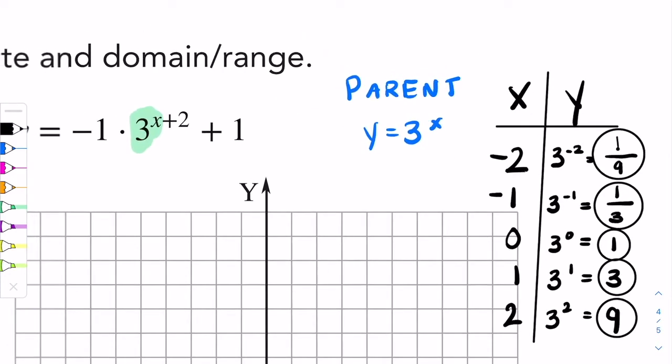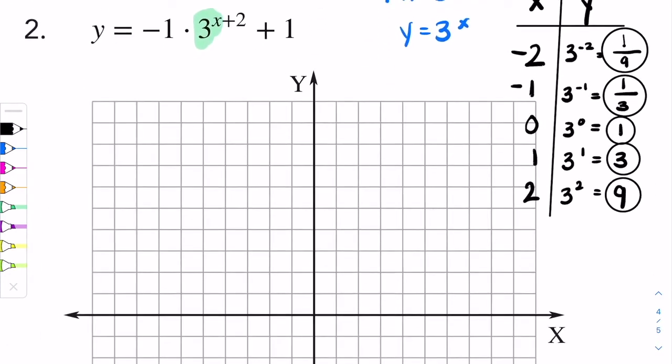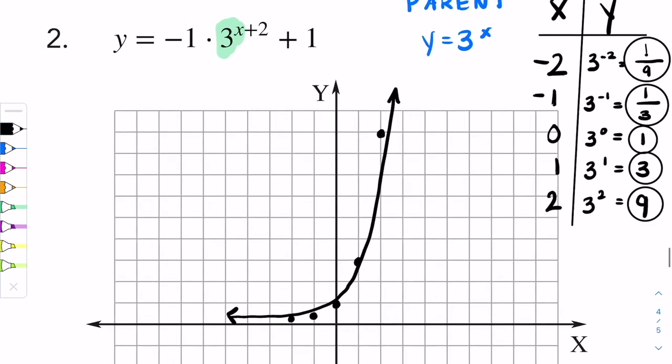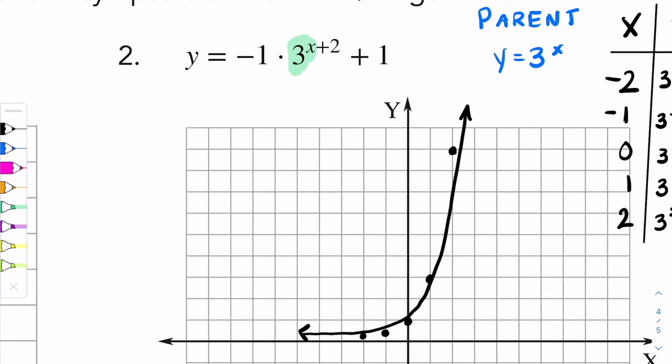So I can plot these points before I do my transformations. I have points at (-2, 1/9), (-1, 1/3), (0, 1), (1, 3), (2, 9). Our horizontal asymptote is currently at y equals 0, so that graph is approaching the line at y equals 0, but never touching or crossing.